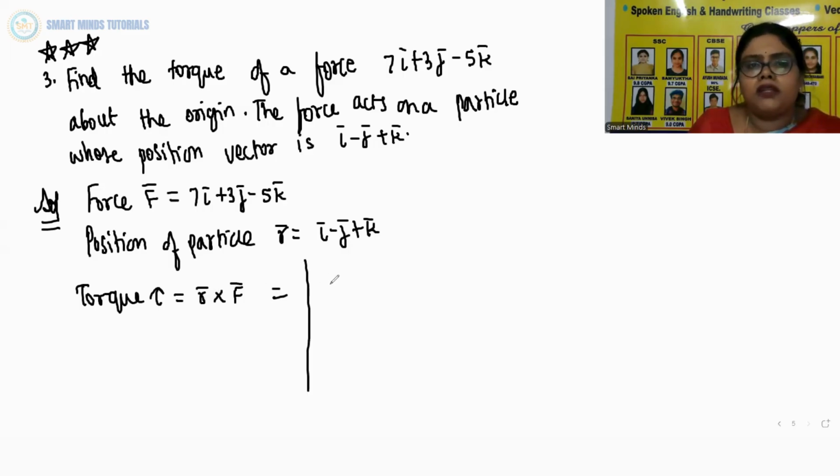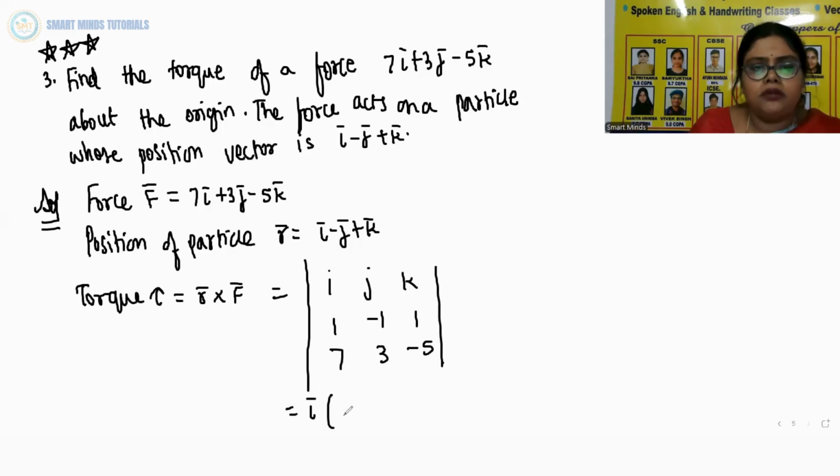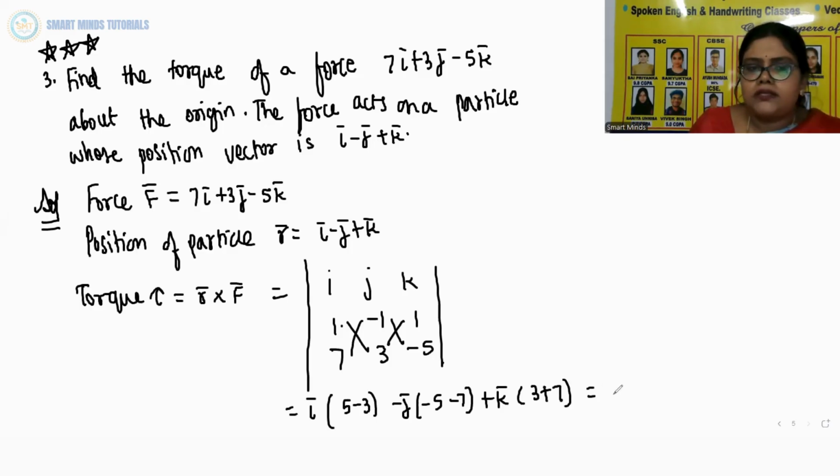First you write r bar as vector 1. First we write i, j, k, and then we write the coefficients of i, j, k from r bar: 1, minus 1 and 1, and then from F bar: 7, 3 and minus 5. So that is i bar into, cross multiplying this, 5 minus 3, minus j bar into, cross multiplying the corners, minus 5 minus 7, plus k bar into, cross multiplying this, 3 plus 7. So that is 2i bar plus 12j bar plus 10k bar.